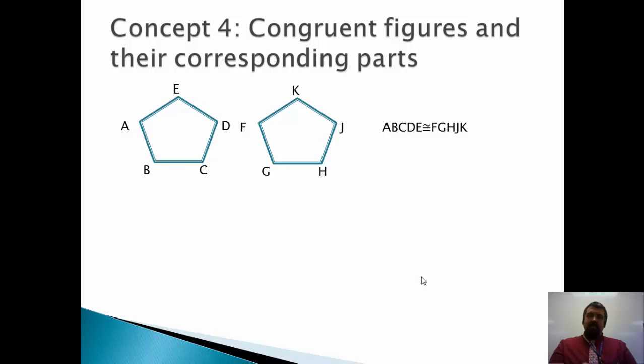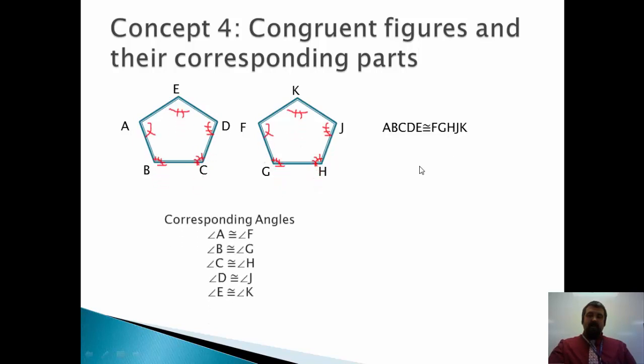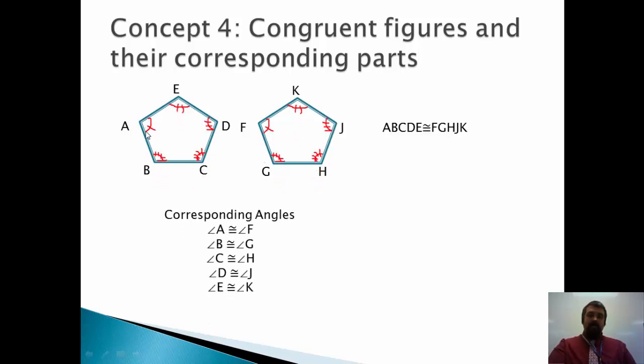Still the same figure, but now let's actually name the corresponding parts that are congruent. If I look here, angle A and angle F have to be congruent because of the first letter in my statement. Angle B and angle G have to be congruent because they're the second letter. Angle C, angle H have to be congruent because they're the third. Because of how it's ordered, this is how I would mark my diagram, and this would also be how I would say it.